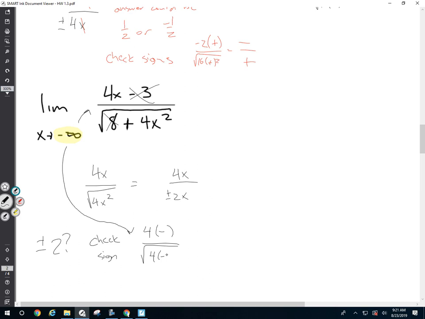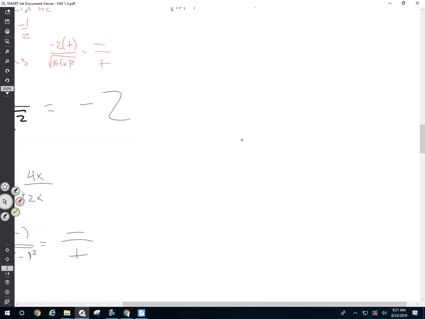4 times a negative squared. So the denominator would end up being a positive, because the negative squared is a positive, times 4 is positive, rooted stays positive. The numerator would be negative. So this is negative 4 over 2, which is why this answer is negative 2. Or I'd rather just say this is a negative over a positive. Okay, great.